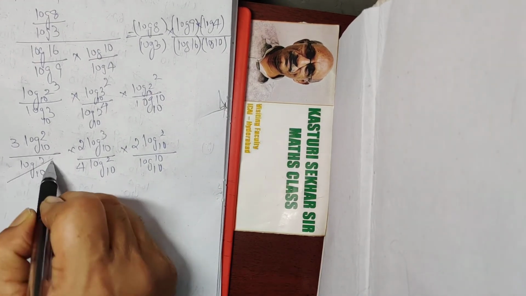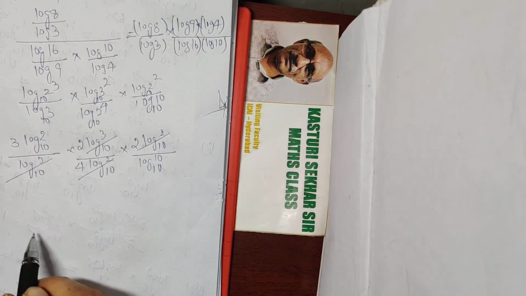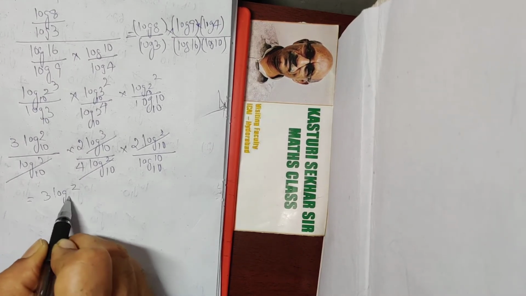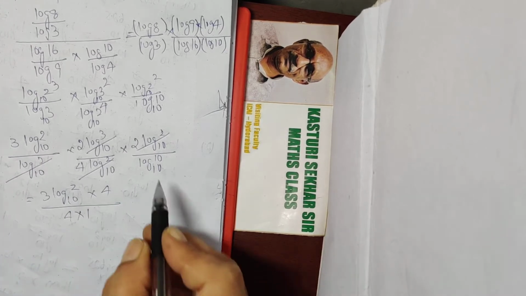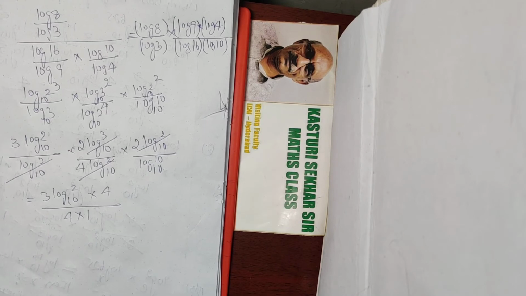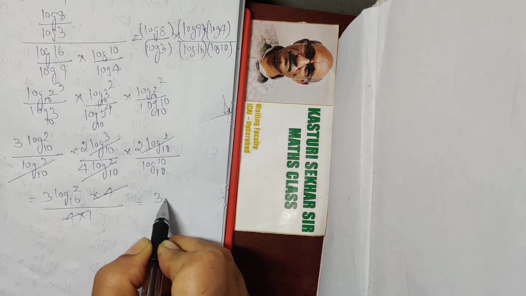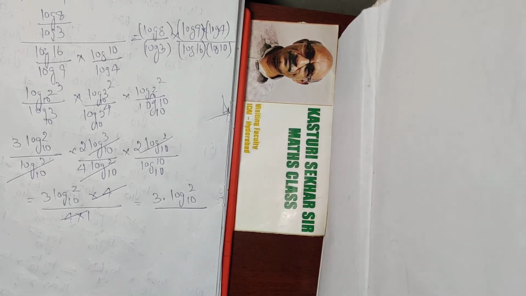Now log 3 to the base 10 and log 3 to the base 10 cancel. Log 2 to the base 10 and log 2 to the base 10 cancel. So this is equal to 3 log 2 to the base 10 into 4, divided by 4 into 1. Log 10 to the base 10 is equal to 1. The 4s again cancel, leaving 3 into log 2 to the base 10. This is the answer to the given question.